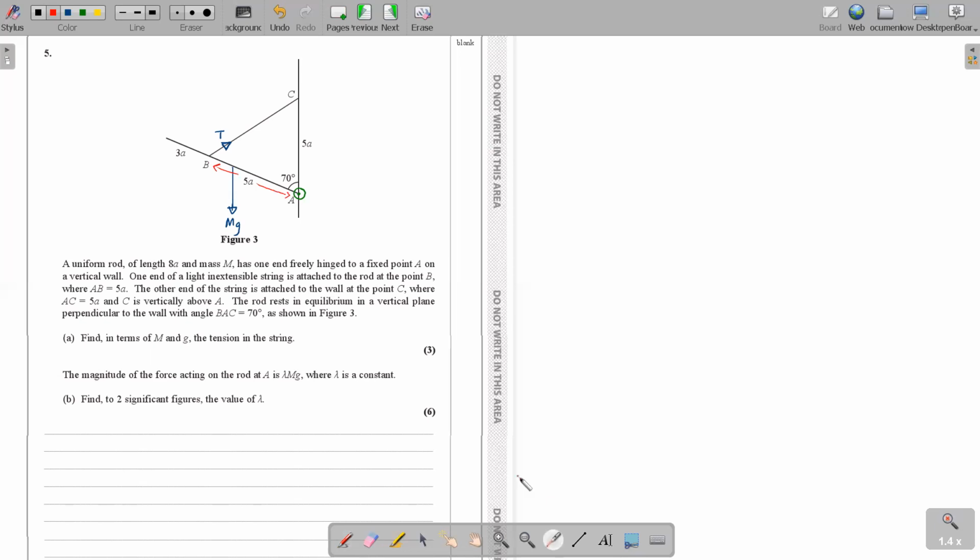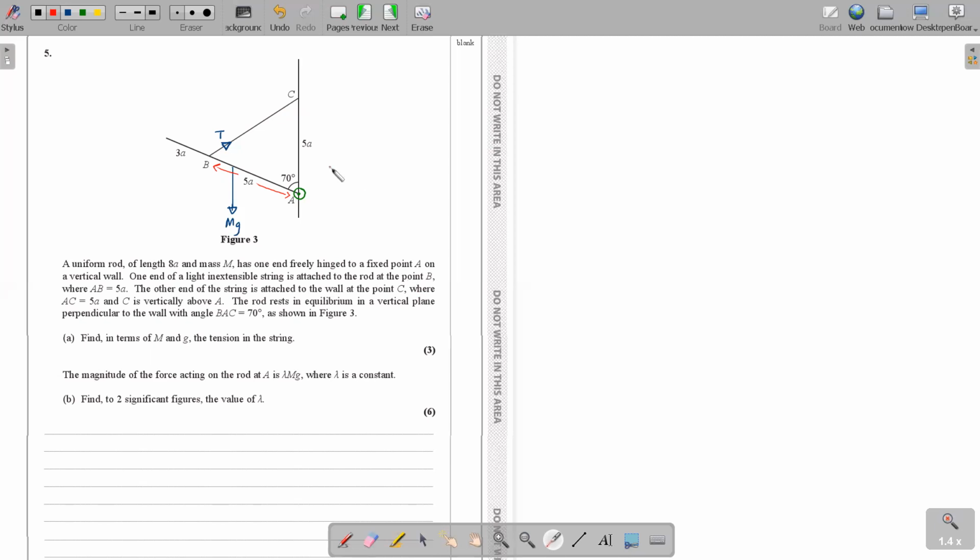Okay, so then we'll work with this. What do they say? One end of a light inextensible string is attached to the point B where AB equals 5a. The other end of the string is attached to the wall at C. So we really don't need to bother about that part. We are interested in the forces acting around the rod.